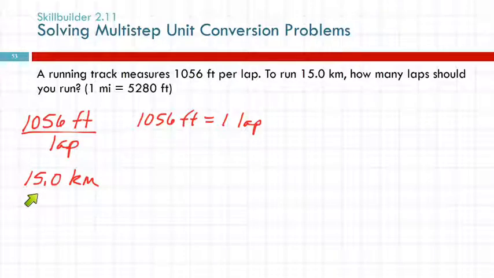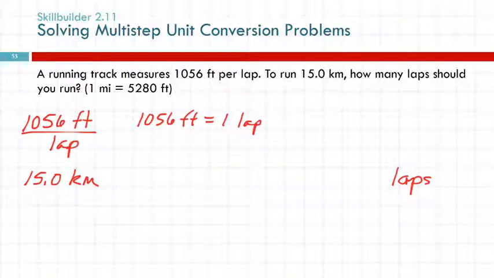So here we've got the numbers written down. And then we're going to ask ourselves, well, what are we trying to find? So look for the question word, how. How many laps? So the unit I want at the end is going to be laps. Now I'm supposed to run 15 kilometers. How many times around this track do I need to go?